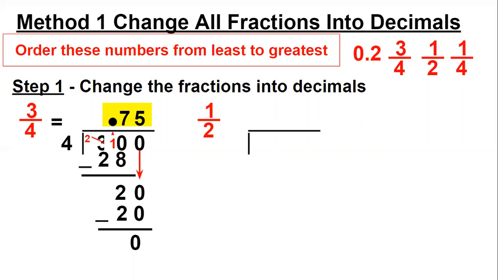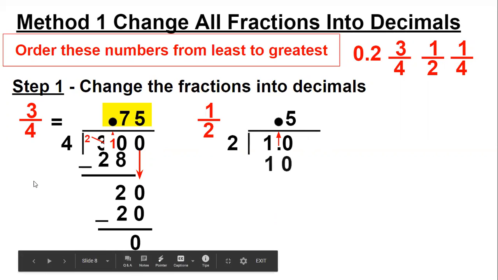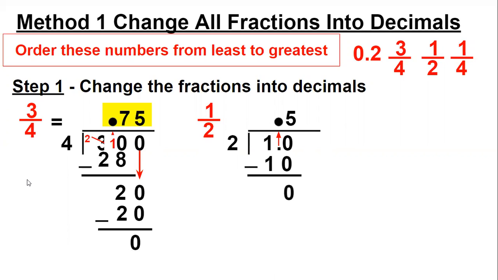The next fraction is 1/2, and we have to change that into a decimal. Which number on the inside? Yes, the 1. Which number on the outside? The 2. Can't take 2 into 1, so we have to add a decimal and a 0. Then we have to bring the decimal up to the top right away so we don't forget. And now we just divide 2 into 10 like normal. 2 goes into 10 5 times. 2 times 5 is 10. Subtract. 10 minus 10 is 0. We're done because that one has a remainder of 0.